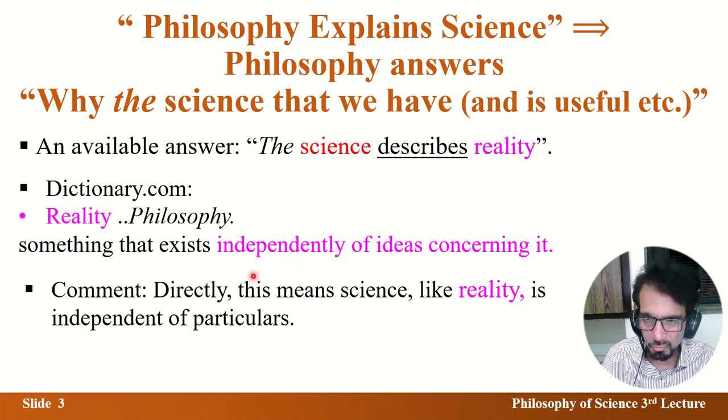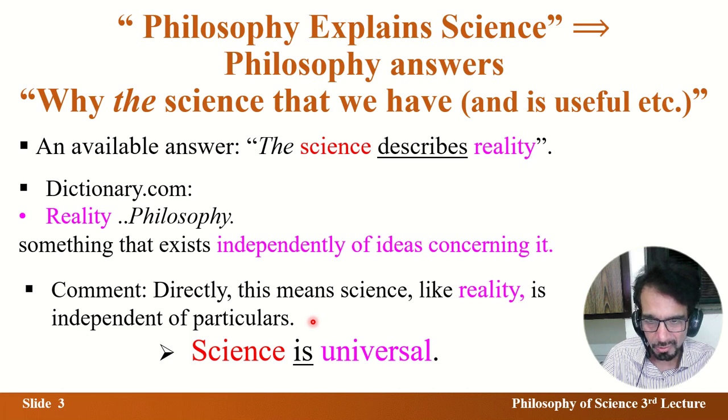A comment on the whole situation, this is my comment, is that directly this means that science is a concept that describes reality, and reality is independent of ideas. So science is also independent of ideas, or independent of particular ideas or particular observations, and science explains all observations, or science is composed of universal statements about rules which apply everywhere. A quick way of saying all this is that science is universal.